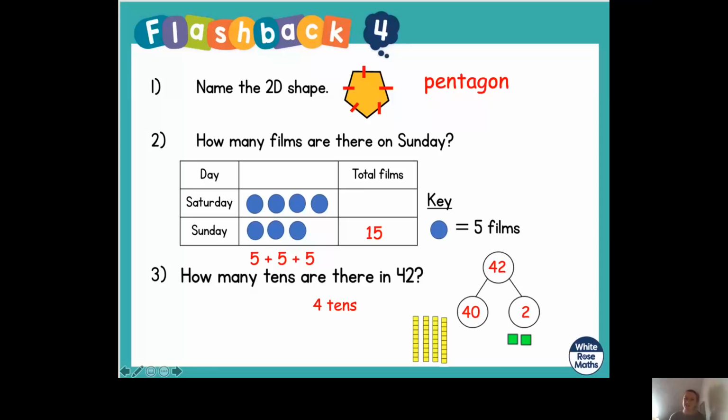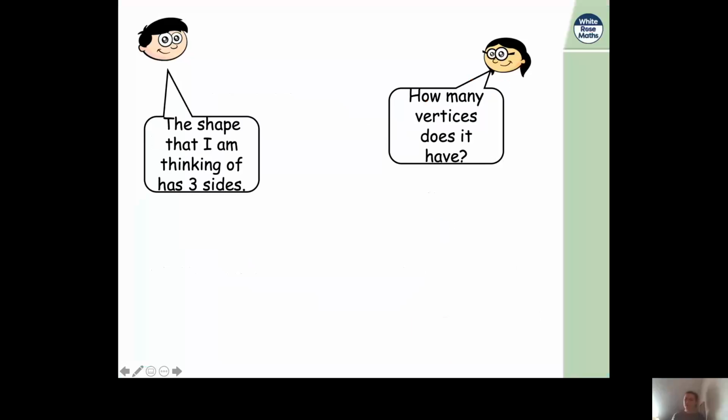Now let's move on to today's learning. So here we have 2 children. Now the boy is thinking of a number. He's giving us a clue. He's telling us that the shape that he is thinking of has 3 sides. Now, which shape do we know that has 3 sides? Well, I know a circle has 1 side. I know there's no shapes that have 2 sides.